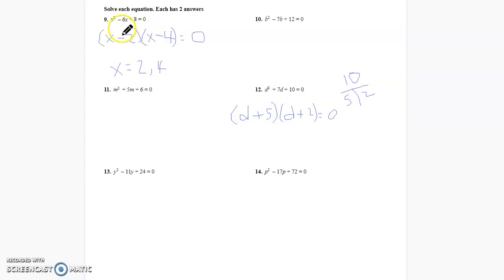Notice up here when you had minus symbols like x minus 2, x is 2, x minus 4, x is 4. Down here, well, that's not plus signs, right? So what? D plus 5 equals 0, right? What is d? Well, d is negative 5, because negative 5 plus 5 is 0. D plus 2 equals 0. D is negative 2. And that's what you do.